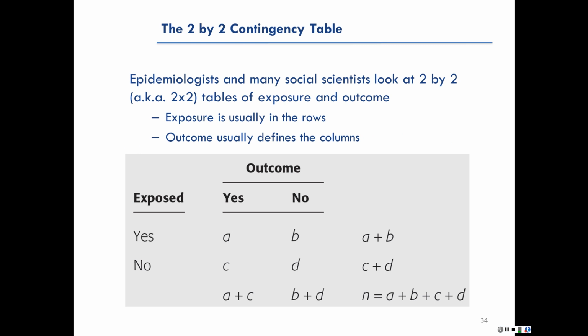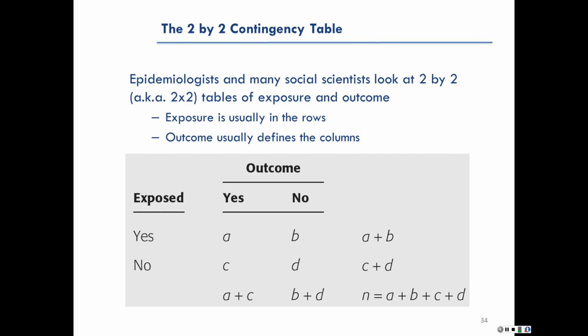Welcome to the second lecture in Module 10. In the first lecture, I discussed measures of association for continuous variables, and we focused on correlation. In this lecture, I'm going to discuss measures of association for categorical variables, and we're going to focus on odds ratios. And so, in talking about odds ratios, we need to talk about the 2x2 contingency table.